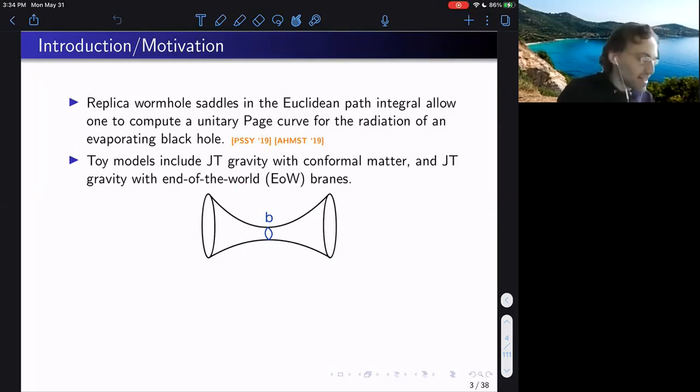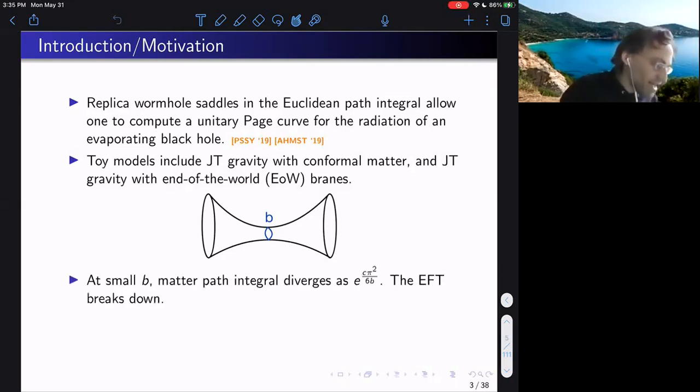So this is nice. The saddle point approximation is nice, but ideally we would like to be able to go beyond the saddle point approximation. It turns out that in this simple model of JT gravity and conformal matter, we can at least in principle do this. What we find is that this path integral actually diverges, because the matter path integral on the double trumpet diverges exponentially when B gets very small. A naive person might say that the saddle point approximation is a horrible approximation to the correct answer because the correct answer is infinity, but we know better.